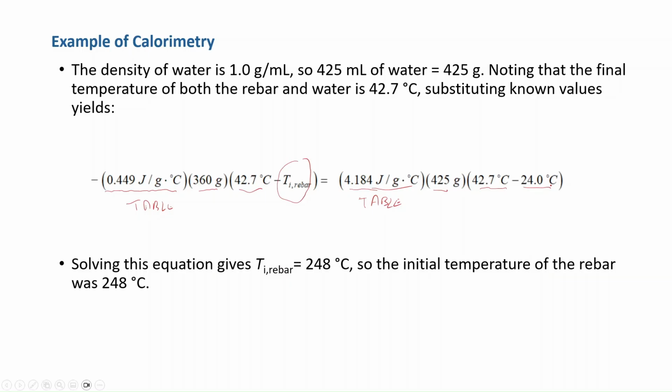So you can have an equation like that, there is one unknown in there. You can isolate it and tell you the initial temperature of the metal was 248 degrees Celsius. This, by the way, is probably the most complicated calculation you're going to find in calorimetry.